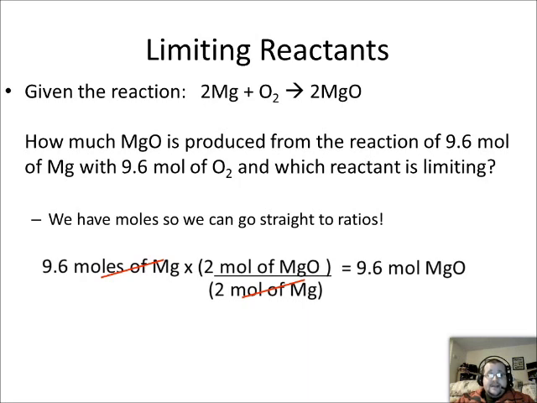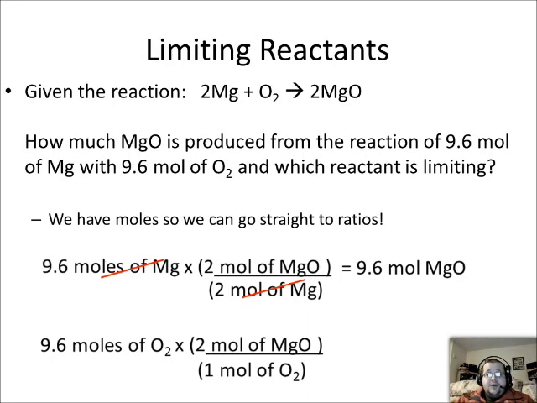based off of magnesium. Now we need to repeat that calculation, predicting the amount of product made based off of oxygen gas. We look to the balanced coefficients for our ratios, and we see that for every 1 mole of O2, we're going to yield 2 moles of magnesium oxide. Our moles of oxygen gas cancel. When we multiply 9.6 times 2, we end up with 19.2 moles of magnesium oxide.